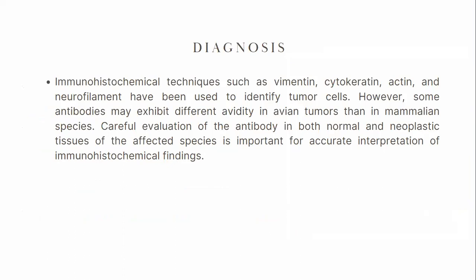For the diagnosis, immunohistochemical techniques such as vimentin, cytokeratin, and neurofilament have been used to identify tumor cells. However, some antibodies may exhibit different activity in avian tumors than in mammalian species. A careful evaluation of the antibody in both normal and neoplastic tissues of the affected species is important for accurate interpretation of the immunohistochemical findings.